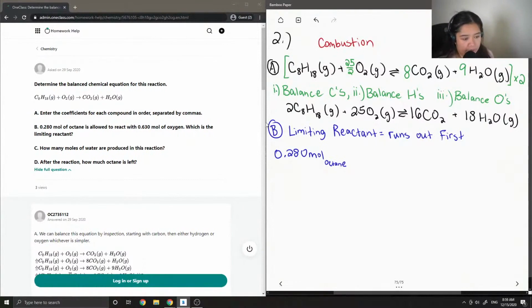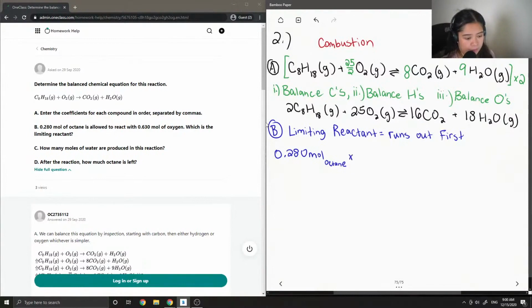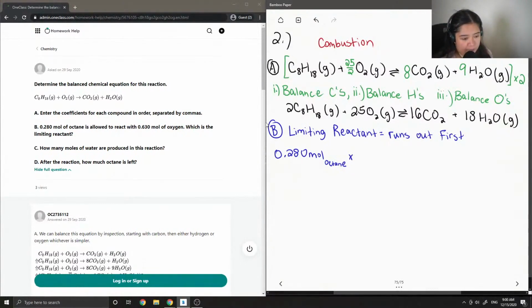And now I'm going to multiply this value by the mole ratios in order to find out the number of moles of water that is produced. So if we multiply, you'll notice that because of our balanced equation, we can see that there are 18 moles of water that is produced with every 2 moles of octane.